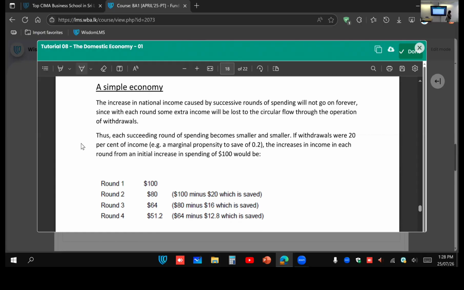Determinants of the multiplier. A simple economy. The increase in national income caused by successive rounds of spending will not go on forever, since with each round some extra income will be lost to the circular flow through the operation of withdrawal.